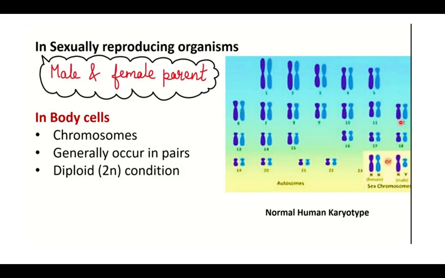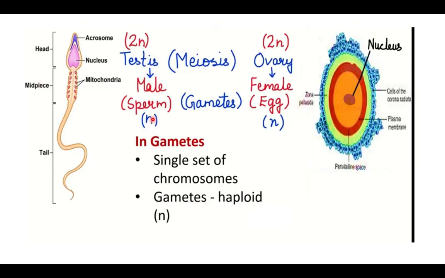In body cells, the chromosomes generally occur in pairs only. All are diploid in nature. In body cells, all the chromosomes are diploid, 2n number of chromosomes will be present, except in the reproductive cells. 2n is present in all the body cells, isn't it? And only the reproductive cell alone undergoes meiosis cell division. Body cells undergo mitosis cell division. Reproductive cells undergo meiosis cell division.